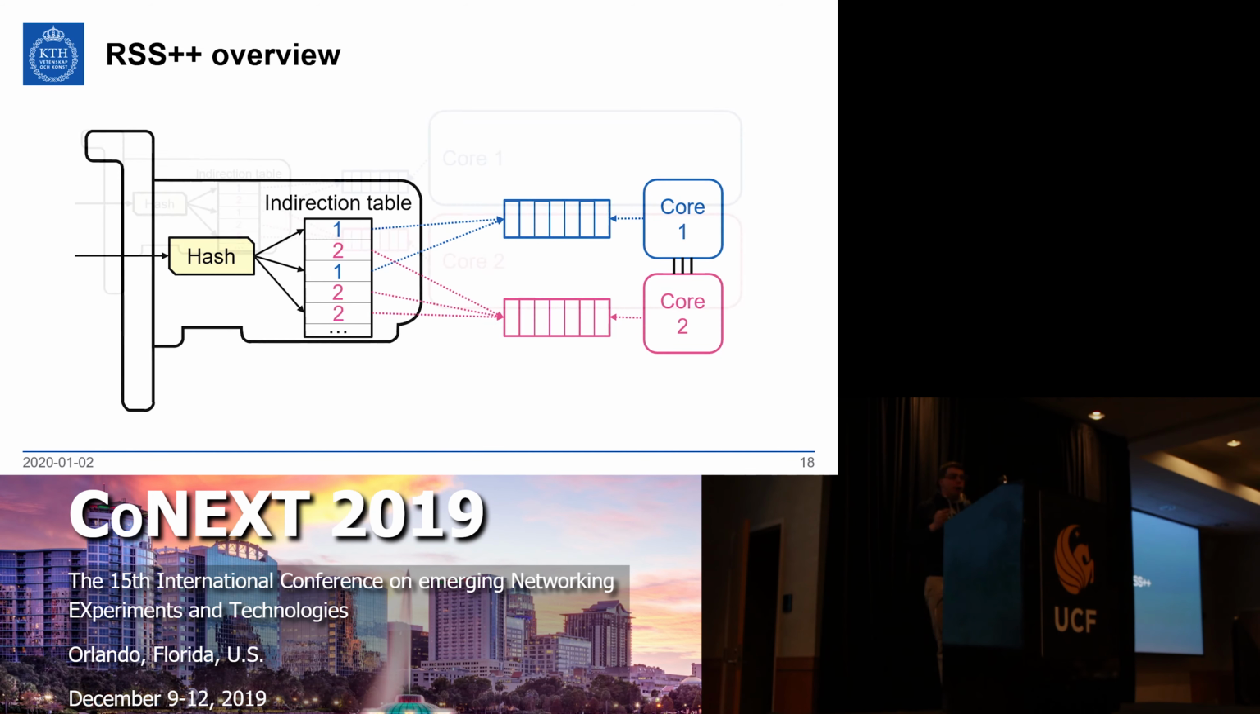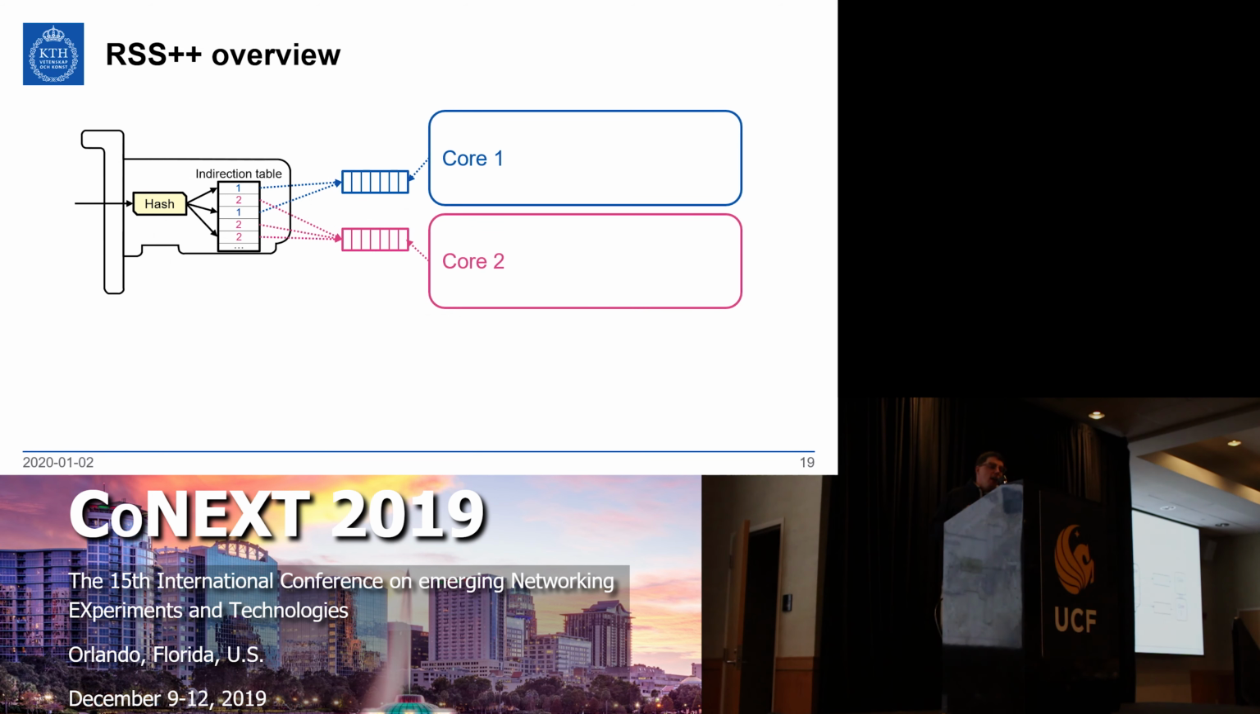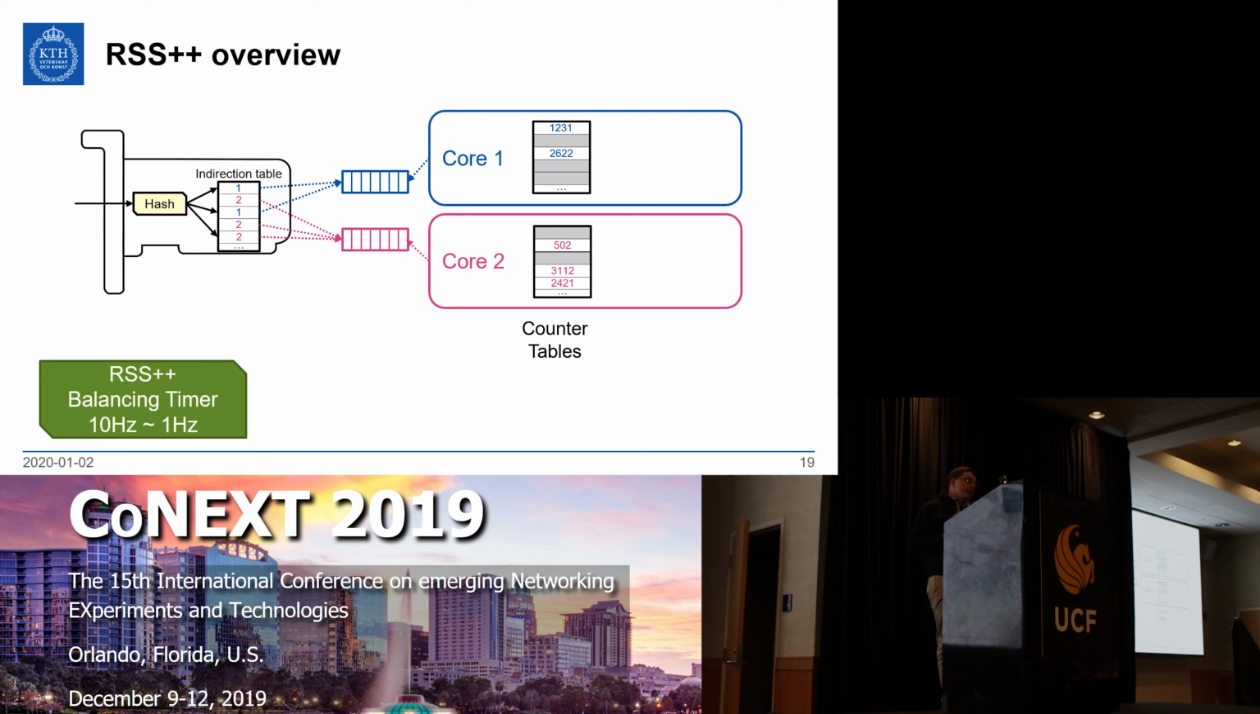Okay, so how does RSS++ work? Well, it's based on RSS, of course, but what we do is that on each core, we maintain a counter of how many packets were received by each bucket of the indirection table. And from time to time, the RSS++ balancing timer will run our algorithm. It has a dynamic frequency, so if the load is really unbalanced between the cores, it will run at the maximal rate. We found that 10 Hz was enough. And it will run slower if it's not needed.